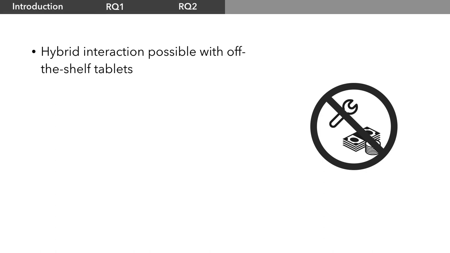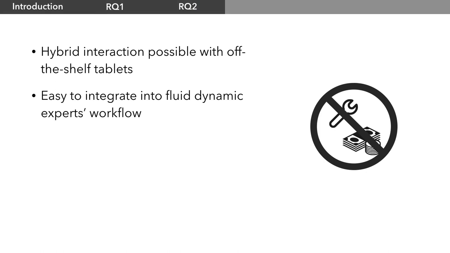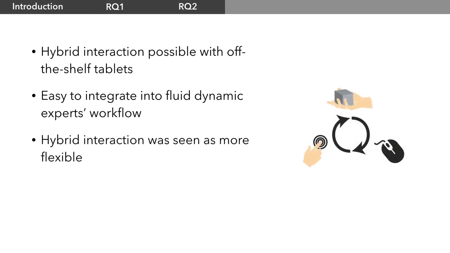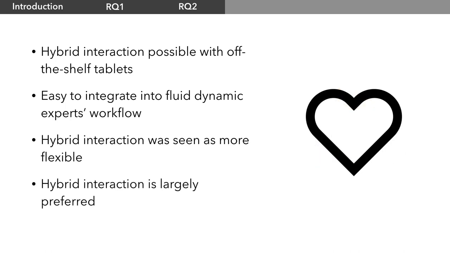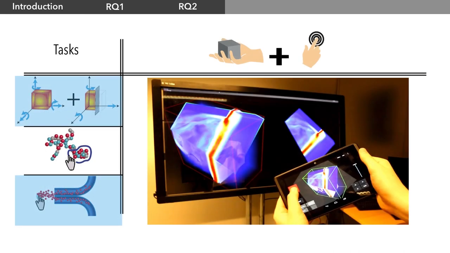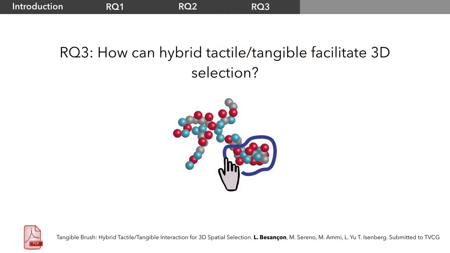So hybrid interaction was possible with an off-the-shelf tablet for fluid dynamics visualization. Our system is very easy to integrate into the fluid dynamics experts' workflow. Hybrid interaction was considered more flexible and was largely preferred by our experts. We focused in particular on data manipulation and seeding point placement for fluid dynamics applications, but we can also wonder how to do 3D selections. That's our next research question. How can hybrid tactile tangible interaction facilitate 3D selection?